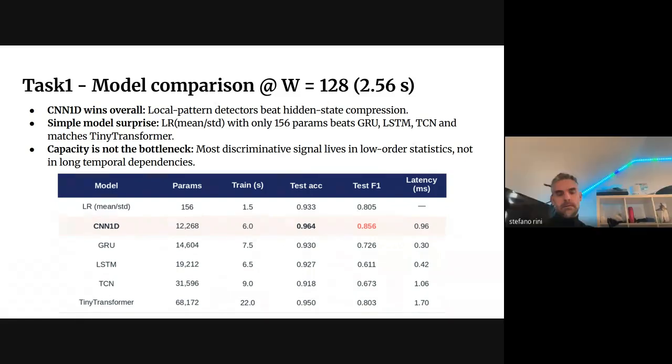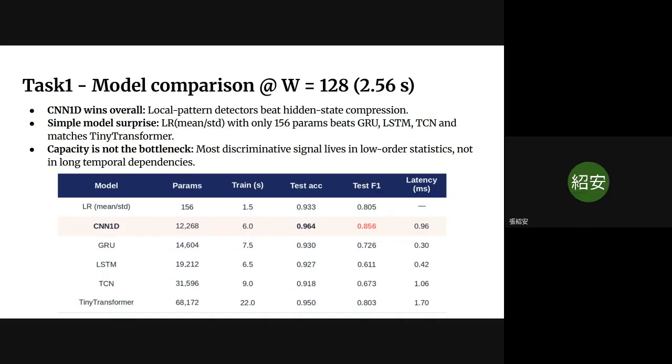And it's much faster as well, right? The latency is basically 0. This suggests that at a 2.56-second window, a large part of the discriminative signal lives in low-order statistics rather than in long-term temporal dependencies. Capacity is not the bottleneck here. However, this finding depends on window length. So let me show what happened at W equal to 50.